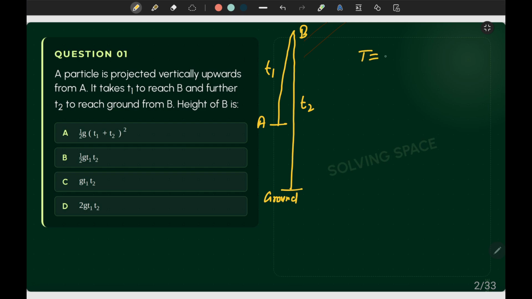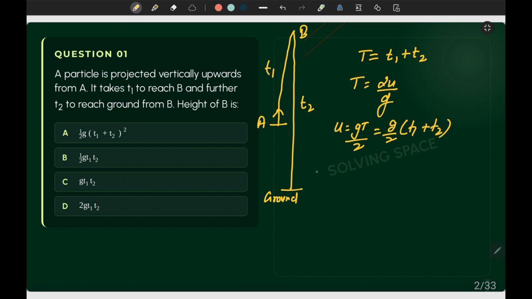So here the total time for the projectile will be T is equal to T1 plus T2, and by formula T is equal to 2U sine 90, because the particle is projected vertically upward, so sine 90, whose value is 1, so 2U by G. Finally we get U is equal to GT by 2, or G by 2 into T1 plus T2. This gives the initial velocity of projection.